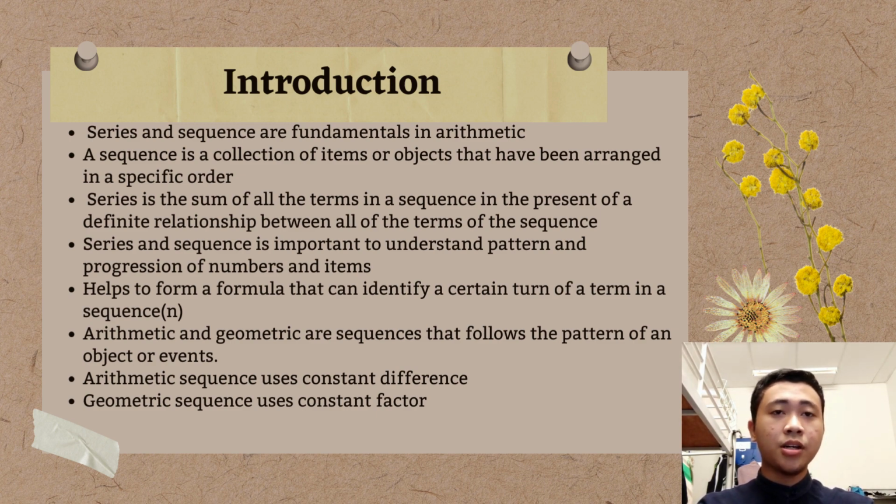Arithmetic and geometric are sequences that follow the pattern of an object or events. The only thing that differs between arithmetic and geometric is that an arithmetic sequence uses a constant difference, which means it only includes addition or subtraction between each consecutive term. Meanwhile, a geometric sequence uses a constant factor, which means it only includes multiplication or division between each consecutive term.